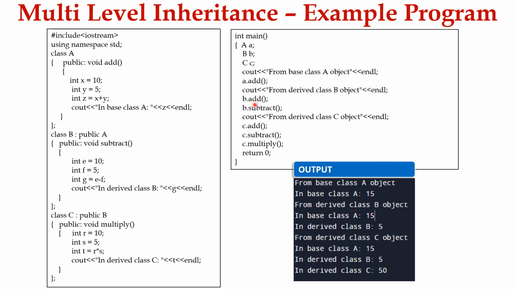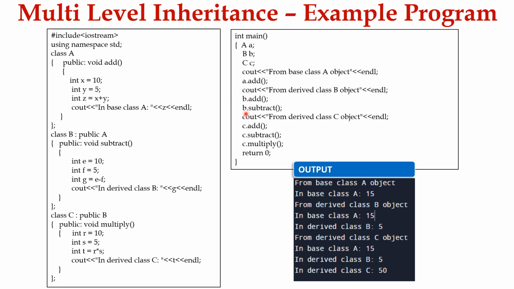The next statement is b.add. That is, using the object of class B, small b, we have accessed the method add which is available in class A. So now the control from the main program is transferred to class A. In class A, the values of the variables x and y are added and displayed to the user using the cout statement, as we have seen earlier. So we can see here in base class A, 15 is displayed, and now from class A, the control is transferred to the main function.